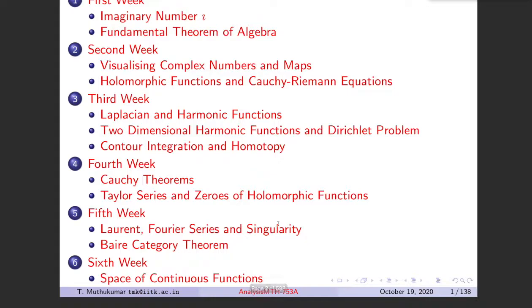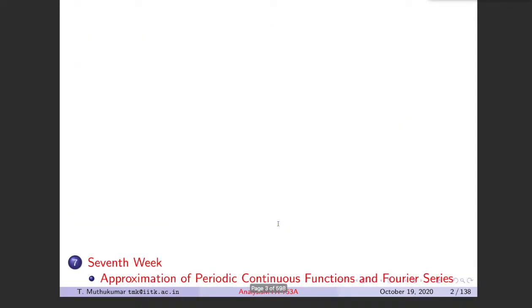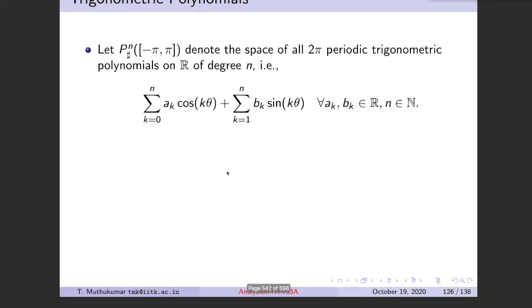In this lecture, we are going to continue on dense subsets of continuous functions. We had proved the Stone-Weierstrass theorem in the previous lectures. In this section, we are going to restrict our attention to periodic continuous functions and approximation by trigonometric polynomials, which naturally leads to Fourier series and so on. So let's start with what are trigonometric polynomials.